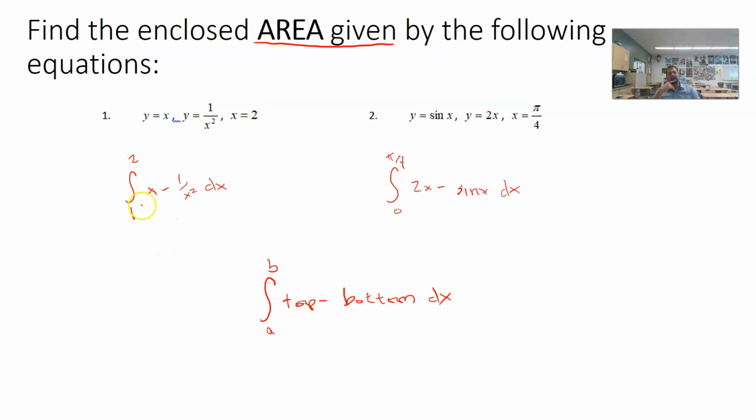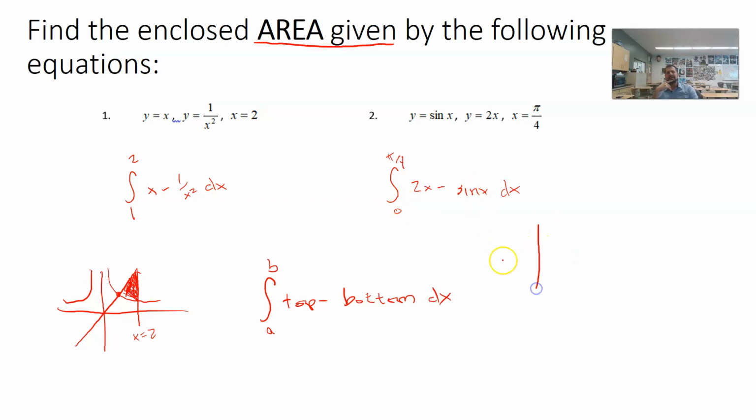So on number 1, we do have to find out where they cross. When I graph these, 1 over x squared looks like this. Y equals x looks like this. They cross right here at x equals 1. And then it has x equals 2 as the second line that we're going to have. So this area right in here is what we're looking for. That's why we do the integral from 1 to 2. X is on top, 1 divided by x squared is on the bottom. That is how we find that area right there. And again, you just type that right into your calculator and find out what that area is.